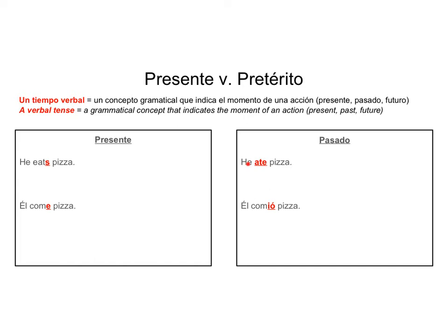So he eats pizza is the present tense. In English, we notice that the spelling of the verb eat changes completely when we talk about the past tense. He ate pizza. So even in English, we have different spellings to indicate when an action happened. So in Español, él come pizza is the present. In the past, él comió pizza. So that a changes to an ió to indicate when an action happened.